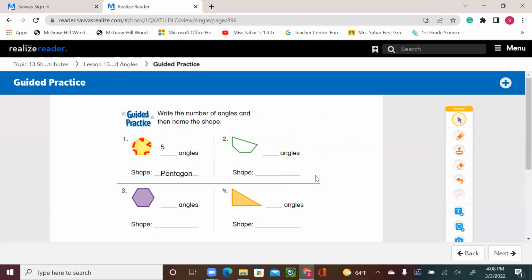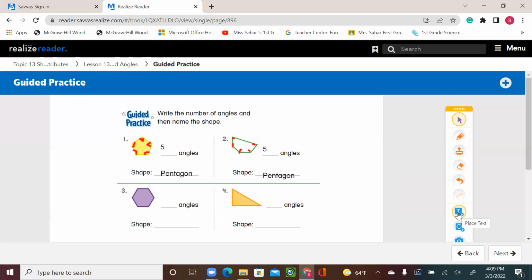All right, let's go for number 2. Count how many angles. Let's use a different color. 1, 2, 3, 4, 5. 5 angles, and it's a pentagon. That's right. And put it down. Okay, let's go for number 6.